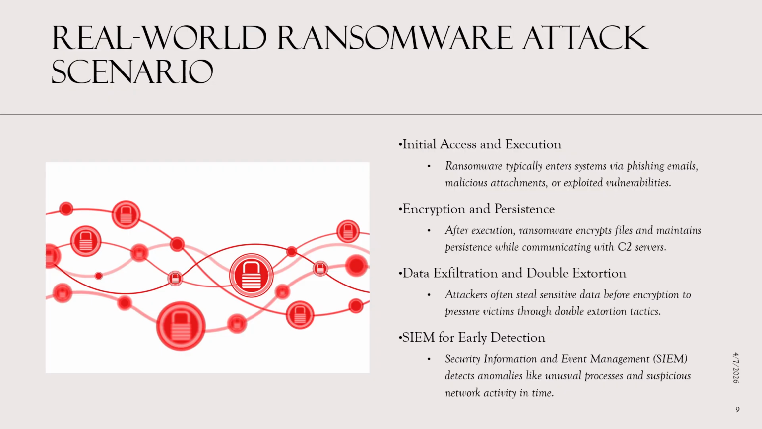Data exfiltration and double extortion. Attackers often steal sensitive data before encryption to pressure victims through double extortion tactics. SIEM for early detection: security information and event management detects anomalies like unusual processes and suspicious network activity in time.